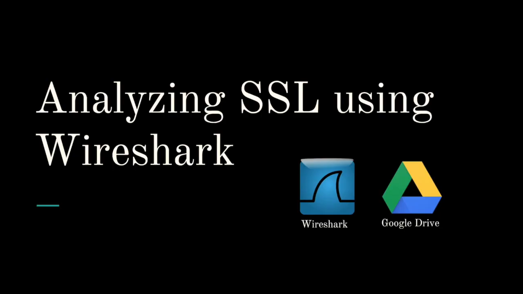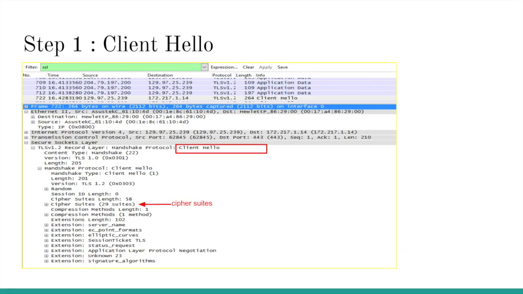Wireshark was used as a means to understand the SSL protocol better. Google Drive, a cloud computing platform, was run with Wireshark to capture the packets. The first step is when the client starts the SSL communication. We can see the client hello protocol. The client sends a list of cryptographic algorithms it supports, which are the cipher suites in the image provided.